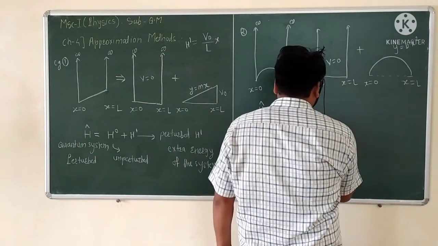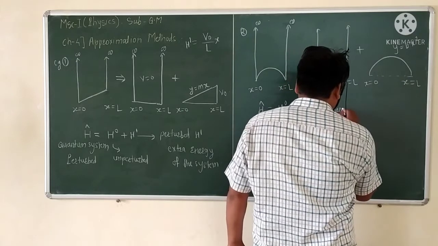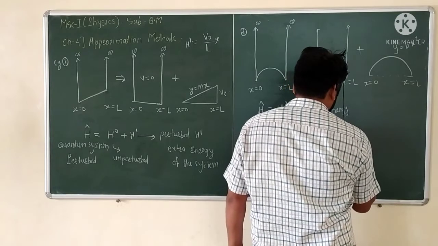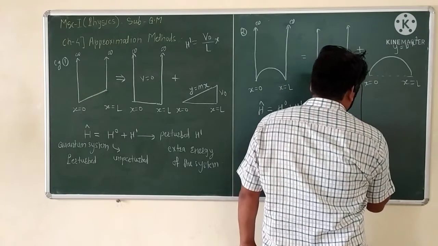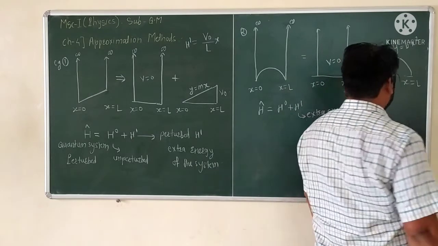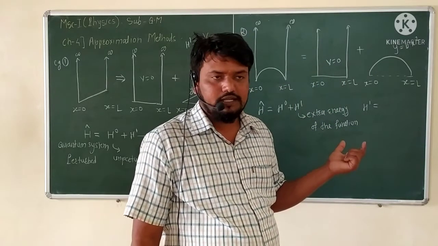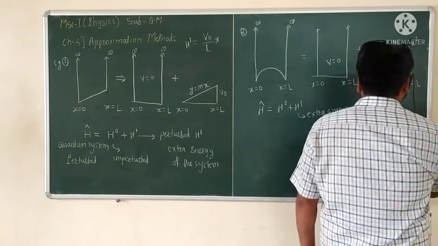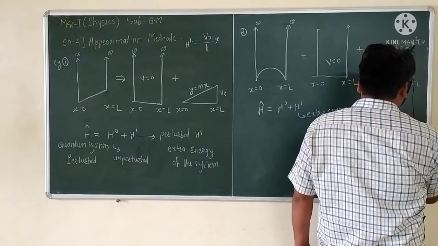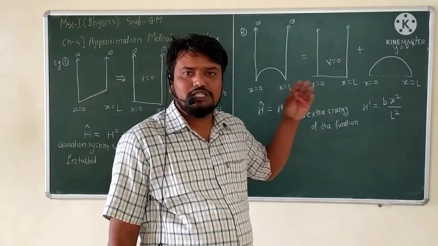Okay, and the extra energy of the function, and this H prime, which is nothing but your potential, is given in terms of b. The value of the solution of this equation is b x squared divided by L squared. So this is the type of example we have to see here. This is only a general idea.